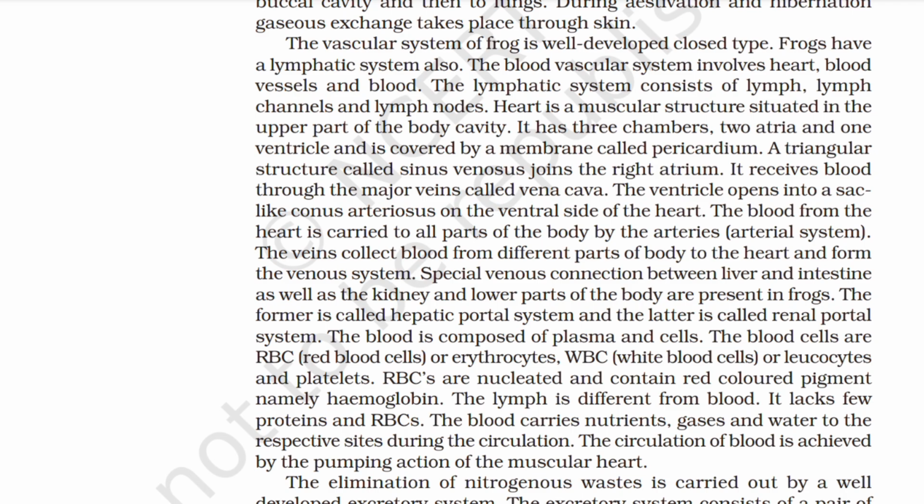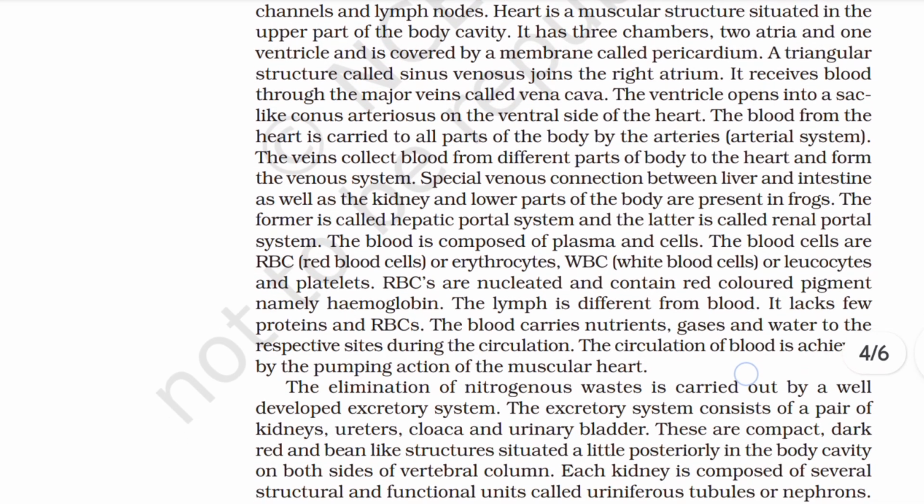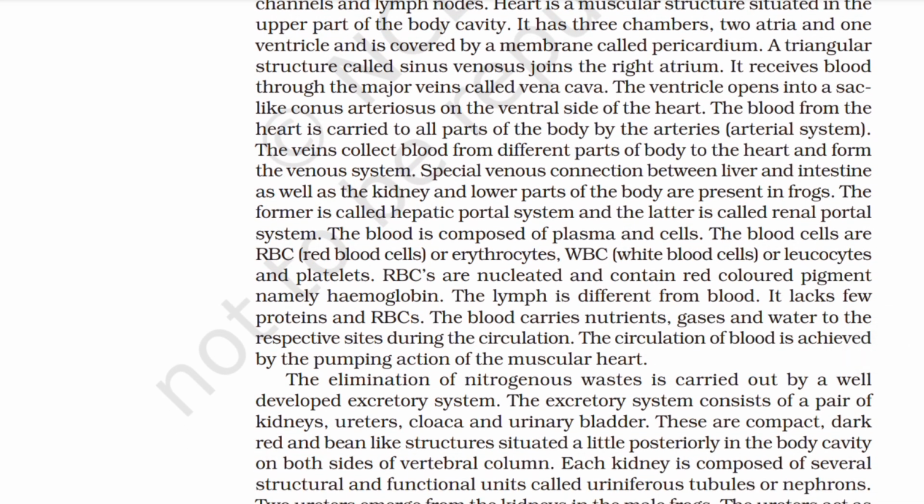The blood from the heart is carried to all parts of the body by the arteries, that is arterial system. The veins collect blood from different parts of the body to the heart and form the venous system. Special venous connection between liver and intestine as well as the kidney and lower parts of the body are present in frogs. The former is called hepatic portal system and the latter is called renal portal system.